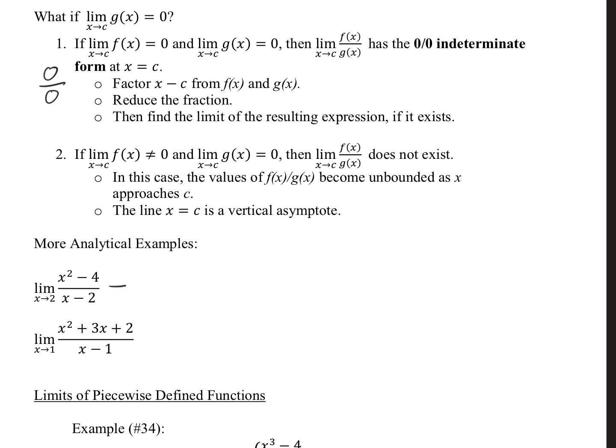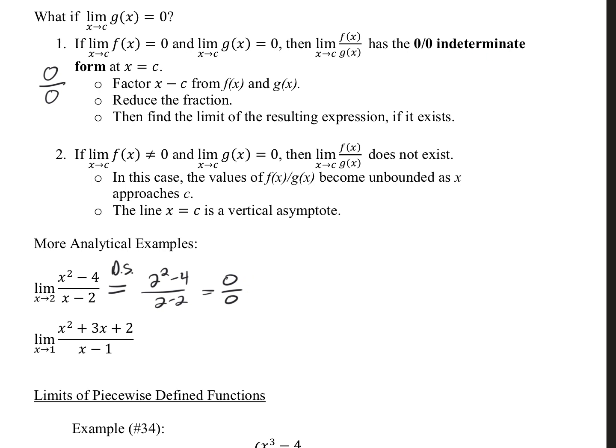Let's go ahead and try that in this example. So we want to determine what is the limit of the given function as x approaches 2. First thing we do is we try direct substitution. 2 squared minus 4 over 2 minus 2 is equal to 0 over 0. So we see we are in fact in this first case, it is the indeterminate case.